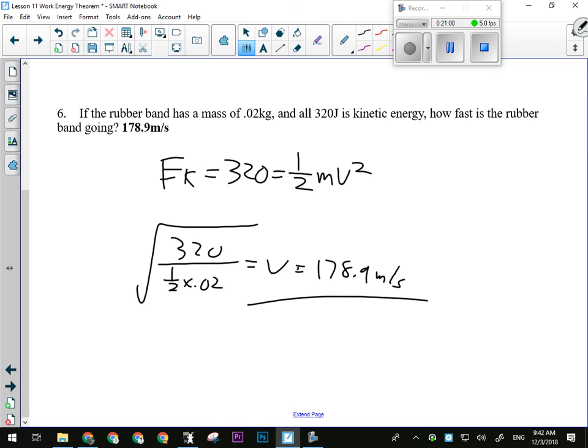Which would definitely take your eye out, possibly leave a hole coming out the other side. That's pretty fast. You wouldn't want to get hit by that. It's half the speed of sound, Mach 0.5. Pretty bad. You wouldn't want to get hit by that.